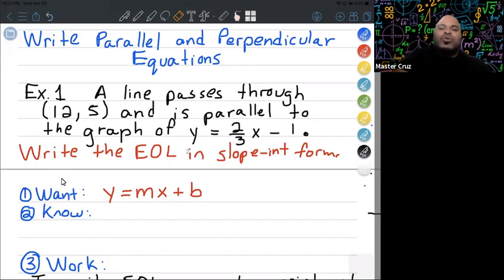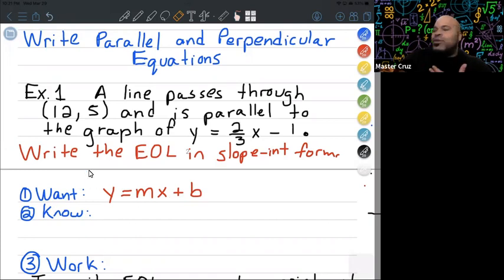Number 1 is usually the last sentence of a problem. So they want you to write the equation of a line, that's what EOL stands for, in slope-intercept form. So this is the equation of a line in slope-intercept form. It's y equals mx plus b. So my final answer, I know that it needs to look like this.